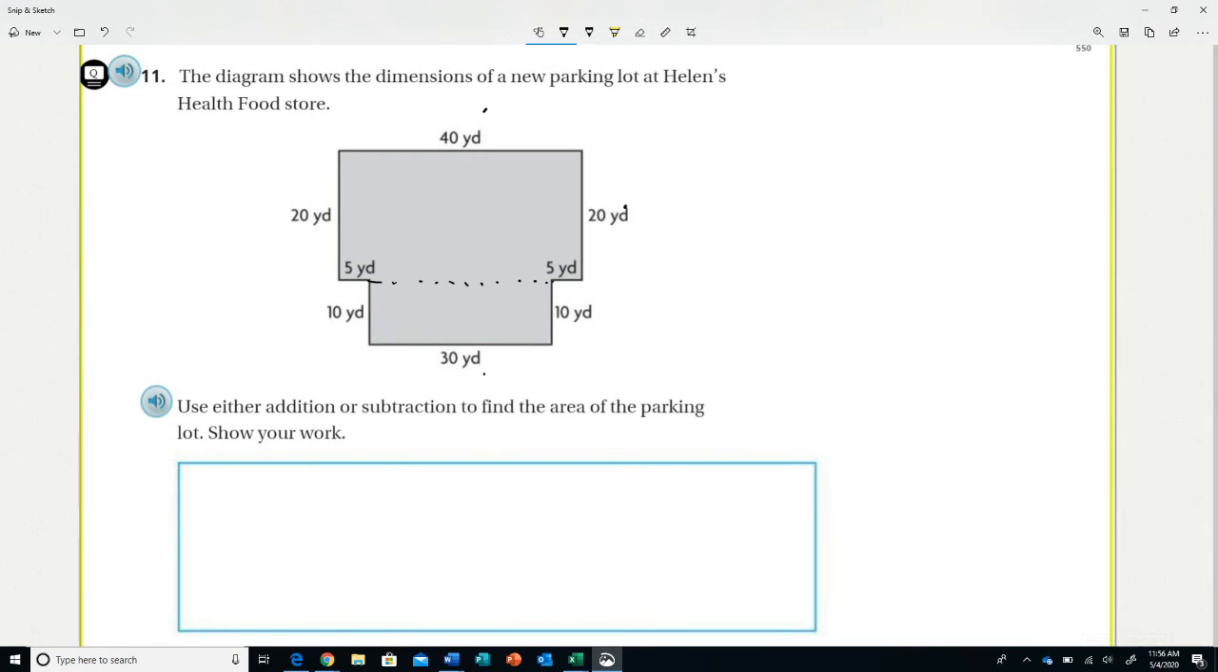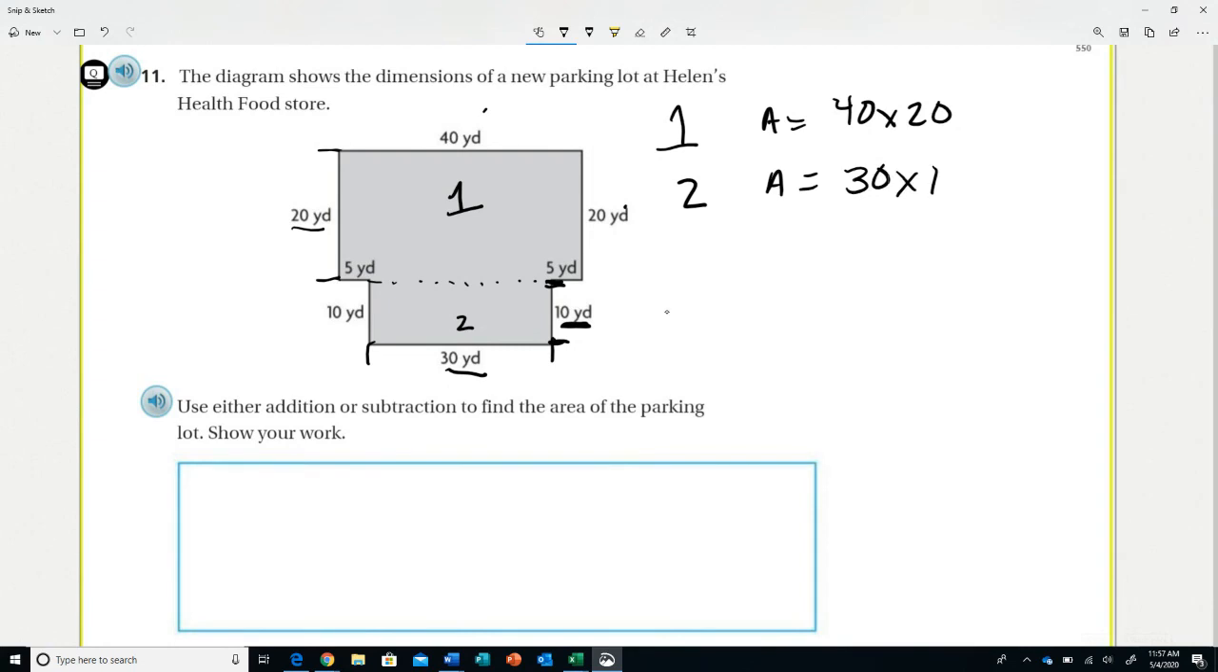So now I just have to find the area of my larger rectangle here and my smaller one here. So the nice part is that they've really given it to you already. This section is 20. So rectangle number 1, the area would be 40 times 20. And for rectangle number 2, the area would be this section 30 to here, which they give you as 10. And these numbers are not even difficult to multiply. Once you get the answer, you would add, and you would have the total area of your parking lot in square yards.